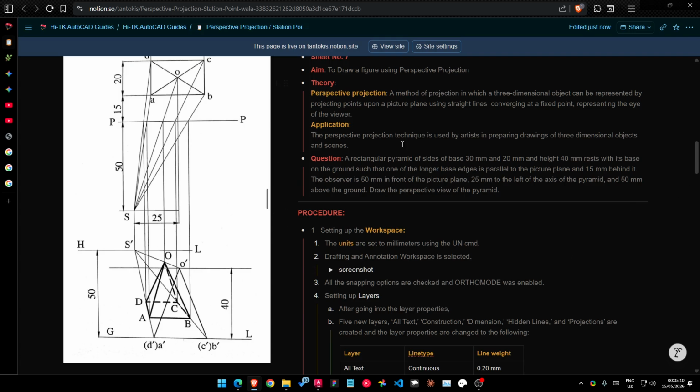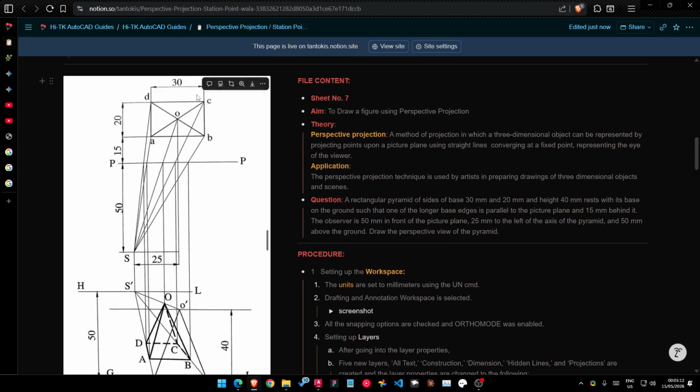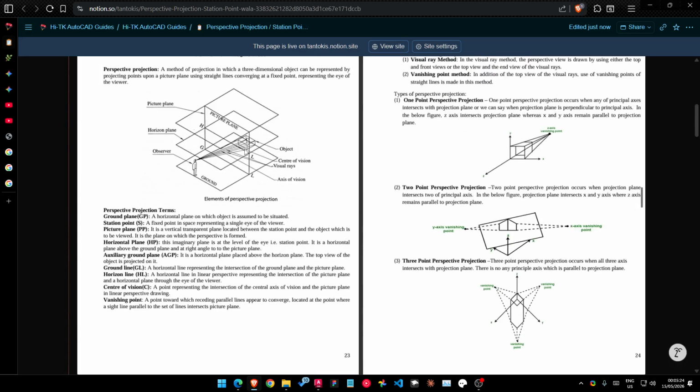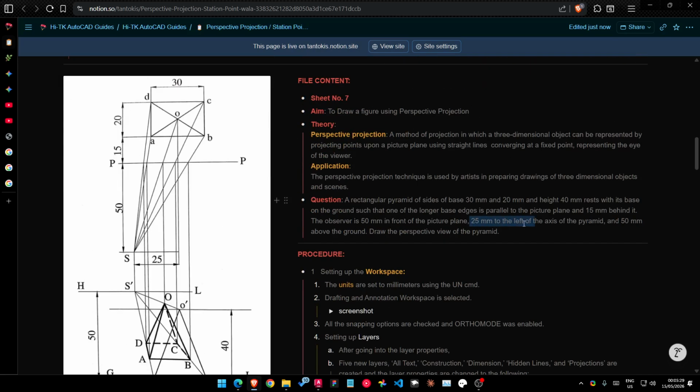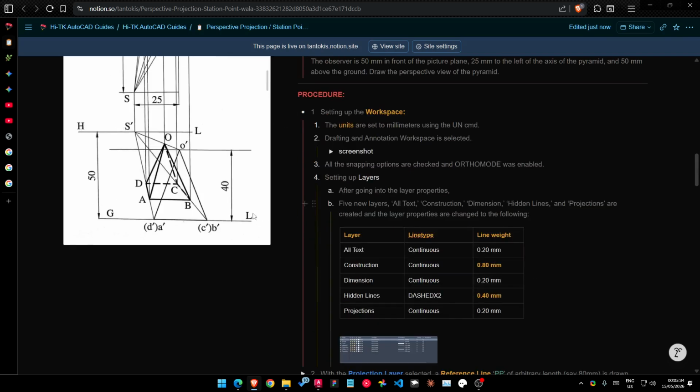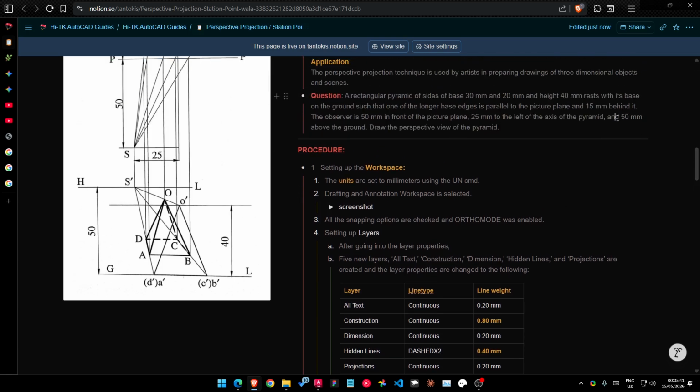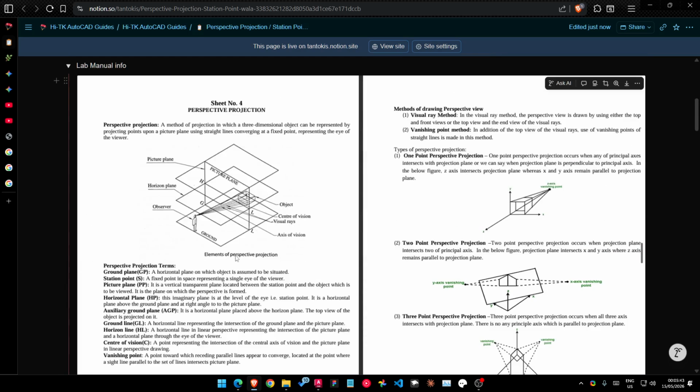Make sure all these dimensions that are here, these are 20 by 30. These are all that are given in the question. 30 by 20. It says 15 mm behind it, so we showed 15 mm behind it. Do you get this intuition that it is behind the picture plane? And it says 25 mm to the left. We did this. 50 mm in front of the picture plane, and 40 mm is the height of the pyramid, and 50 mm is the height of the observer, which is 50 mm above the ground.